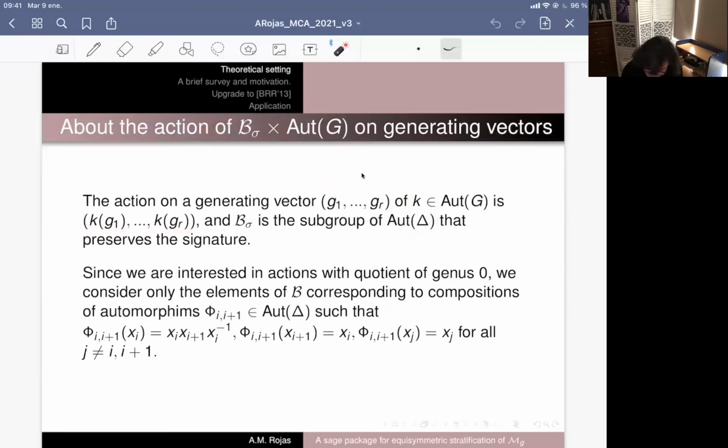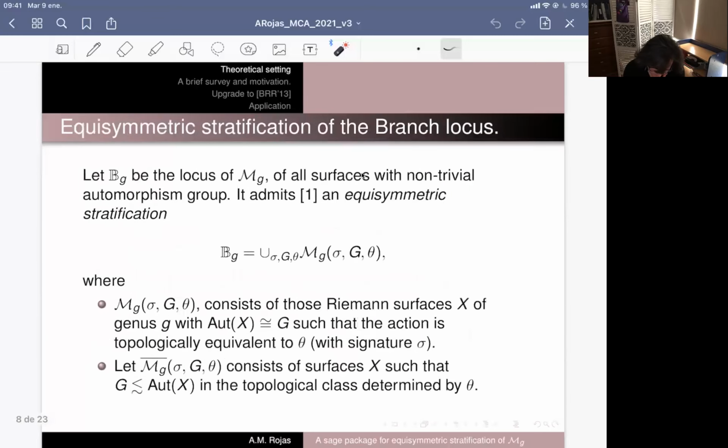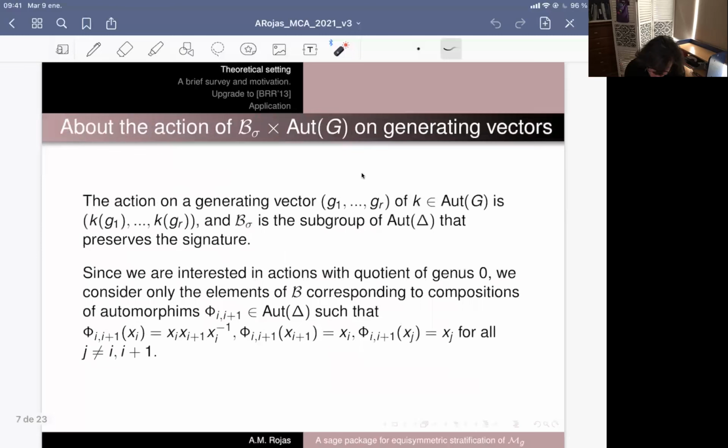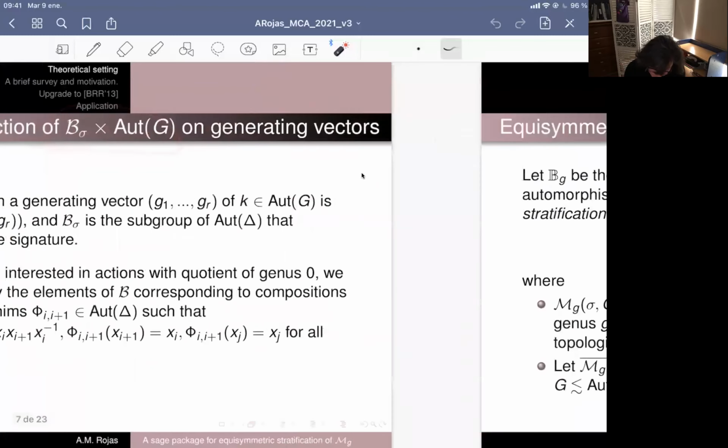And since we are dealing with quotient genus 0, delta has this particular presentation I showed you before, then the elements that we are going to be considering are elements acting as braids. So that gives us a way. Since we have this equivalence, we are going to produce all the generating vectors and compute the orbits and the classes under this action.